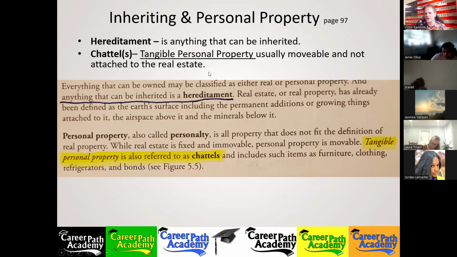Like your furniture in your house, the washing machine and dryer, the refrigerator. Those are personal property. Those are chattel. So highlight: tangible personal property is referred to as chattels, chattel or chattels. It's on page 97.